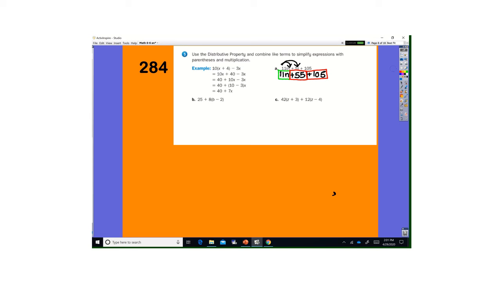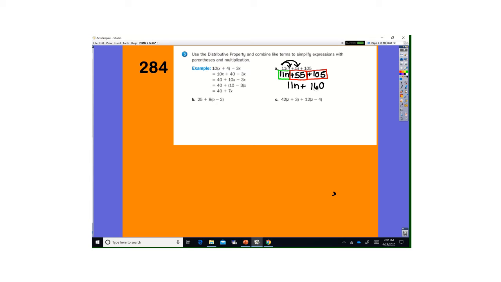So 11n is by itself, so we're just going to leave that, because remember, we can't take 11n plus any of these. We can only multiply them by the variables. Then we have 55 plus 105. Well, if you think of it this way, if I have 105 and I add 50, that gives me 155 plus 5 more is 160. So we have 11n plus 160, and we stop there because there's no more like terms.